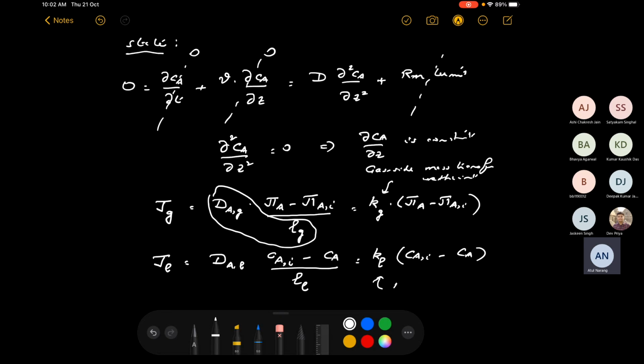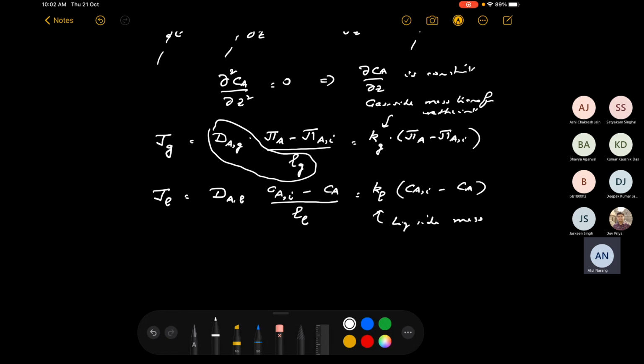And this KL is called the liquid side mass transfer coefficient. So the mass transfer coefficient is nothing but, according to this theory, the diffusion coefficient divided by the thickness of the film.